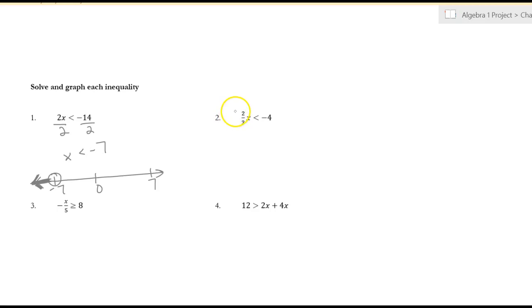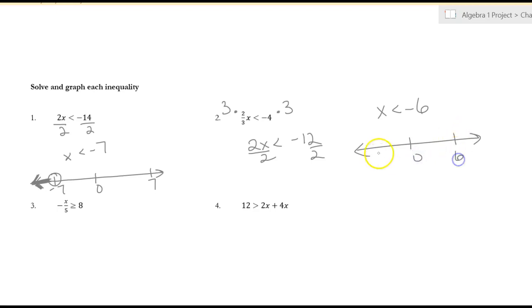Okay, over here, I'm going to do it as a two-step process. I'm going to multiply by 3, and I get 2x is less than negative 12. And now I'm going to divide by 2. It's a positive 2, so it stays the same. I get x is less than negative 6. So it's an open circle, and x is less than, so it goes to the left. I have a lot of left ones so far.